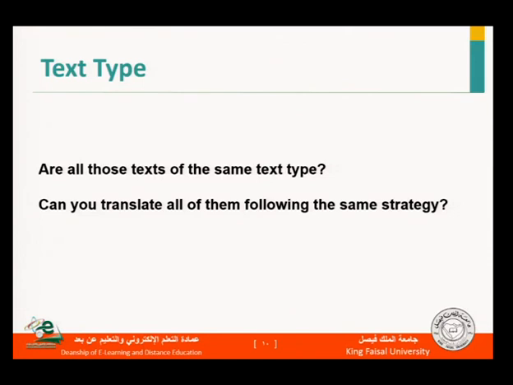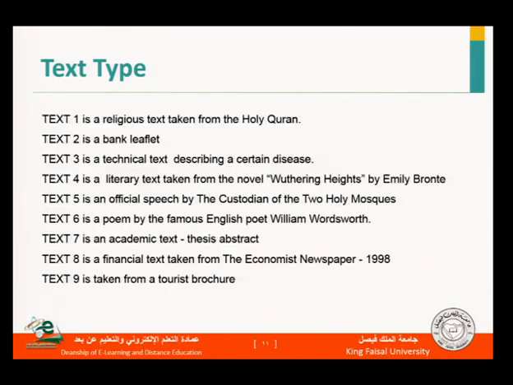Are all those texts of the same text type? This is the important question. Are all texts the same? We have just seen together and read together many texts, about 9 texts, I think, English and Arabic texts, to give you an idea about what text type we're talking about, what the term text type is, and how practically we can understand that.